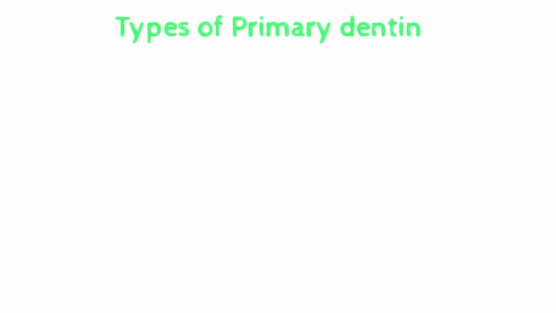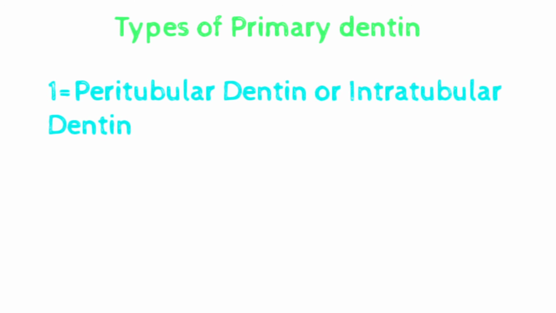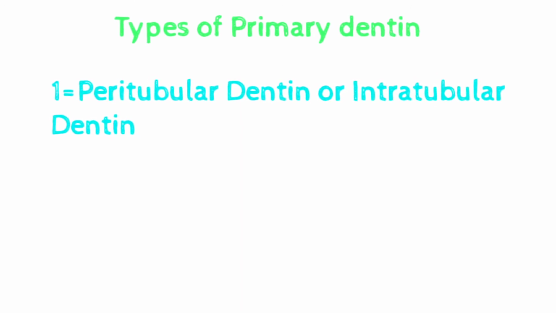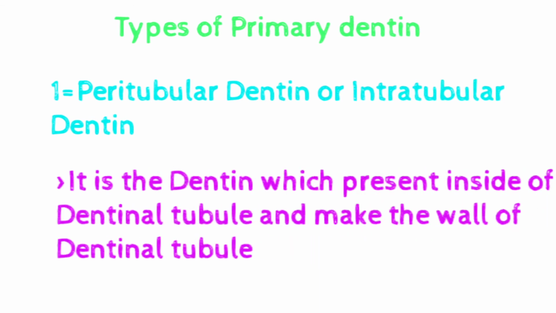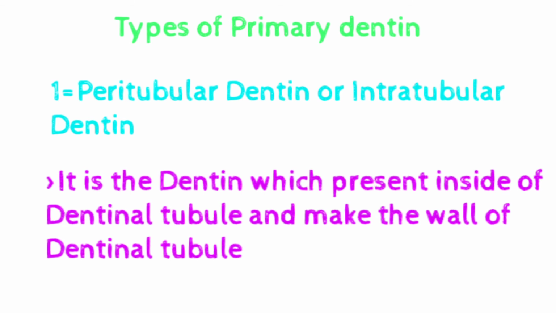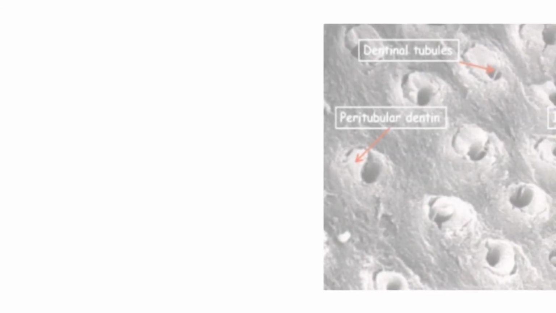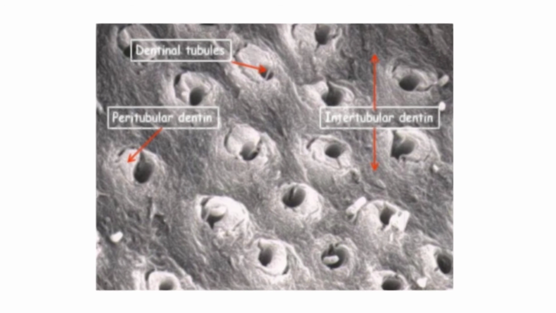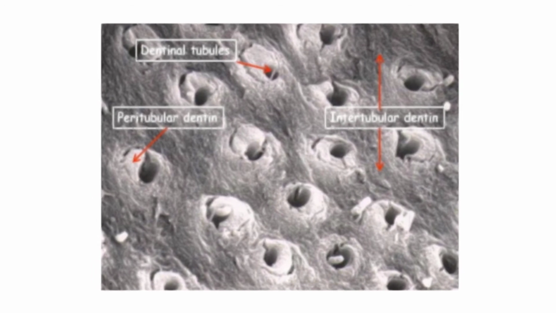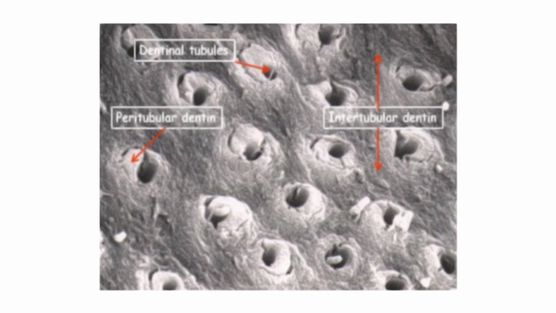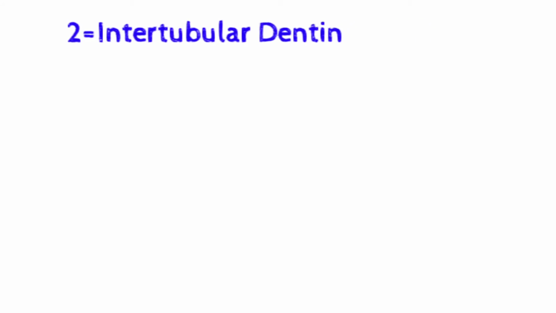Now after the 3 major types, come to the subtypes of primary dentin. The first is the peritubular dentin or intratubular dentin. How do we define it? It is the dentin which is present inside of the dentinal tubule, therefore known as intratubular, and makes the wall of the dentinal tubule, therefore known as peritubular dentin. Look at this diagram. On the right side there is peritubular dentin, meaning the dentin present inside the tubules and also making the wall of the dentinal tubule.